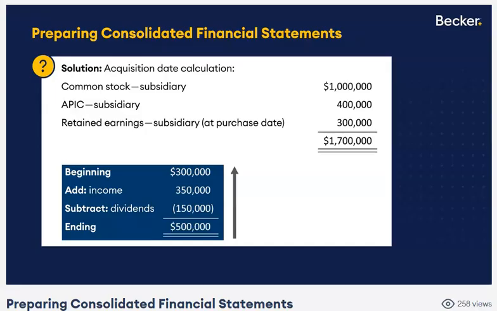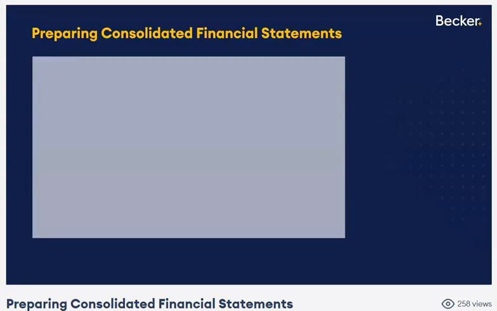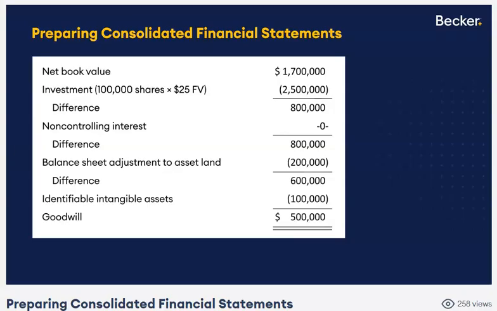And if that's all there is, what are we going to do with the remaining balance? That's right, we're going to plug it to goodwill. And that's exactly what we show you here on this slide. We have the book value, the CAR, the common stock, additional paid in capital and retained earnings, 1.7 million. We have our investment at the fair value of the shares we surrendered, 2.5, difference 800,000. We have no non-controlling interest.